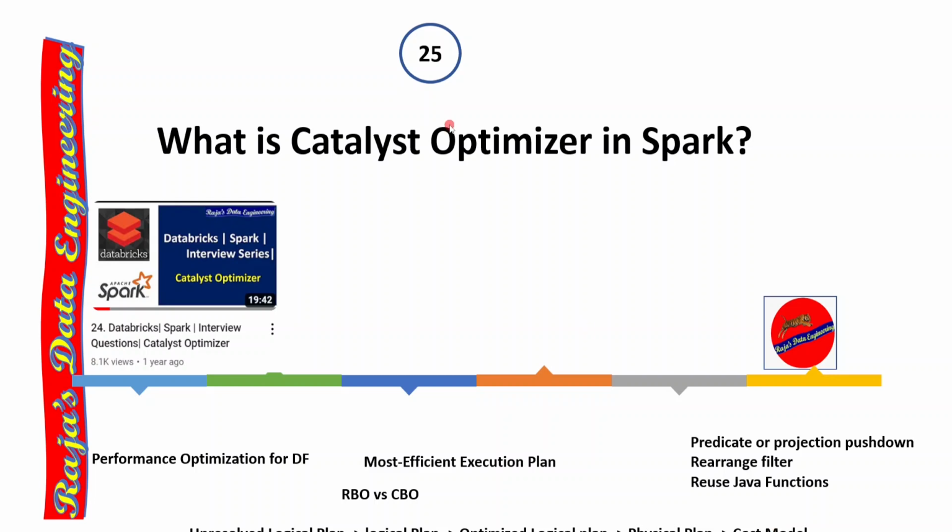And if you have time, then we can talk about rule-based optimizer and cost-based optimizer. These are the different points we need to talk about for Catalyst Optimizer. So these are the most commonly asked 25 questions for Spark and Databricks interviews.